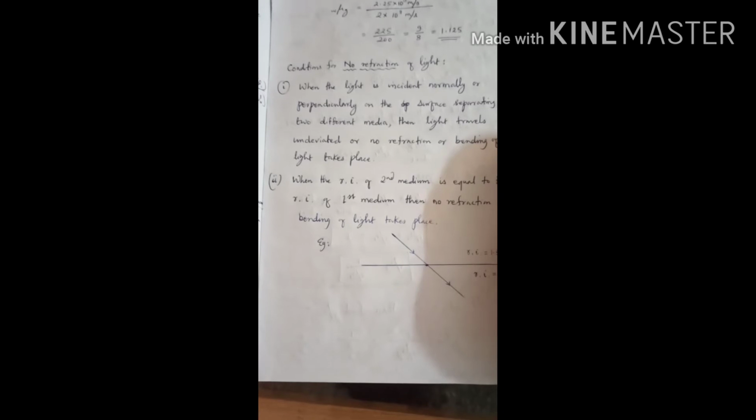Now the next one is the conditions for no refraction of light. There are two conditions when no refraction takes place. The first condition we have already discussed. It says that when light is incident normally, or perpendicularly, on the surface separating two different media, then light travels undeviated, and no refraction or bending of light takes place. If the light is incident normally, then no refraction takes place.